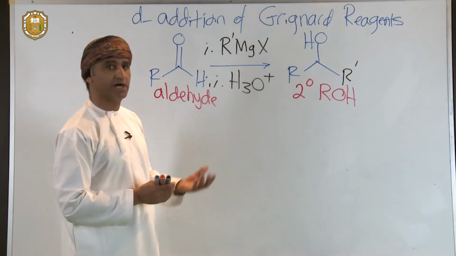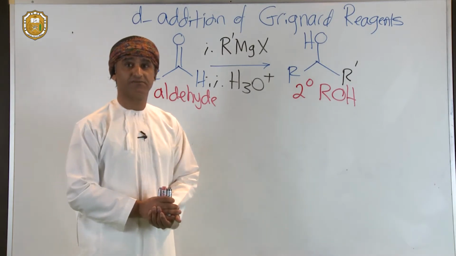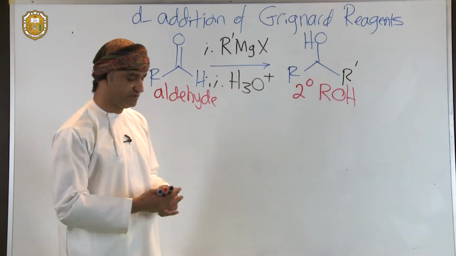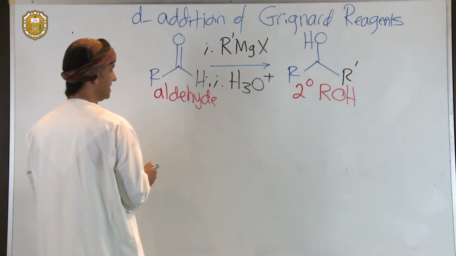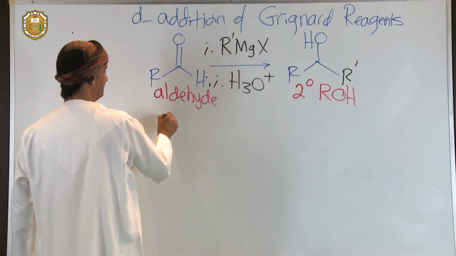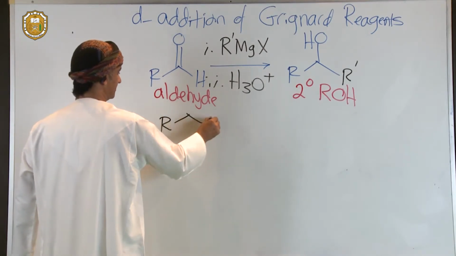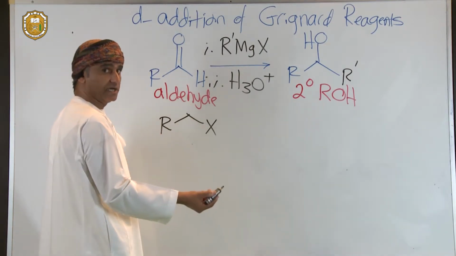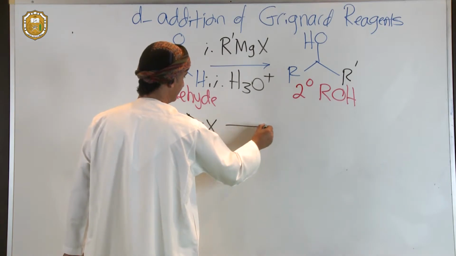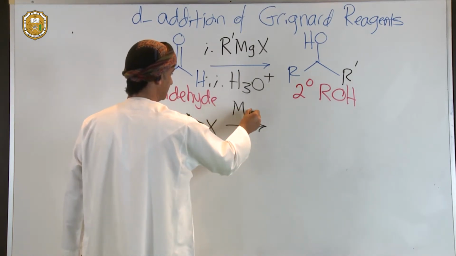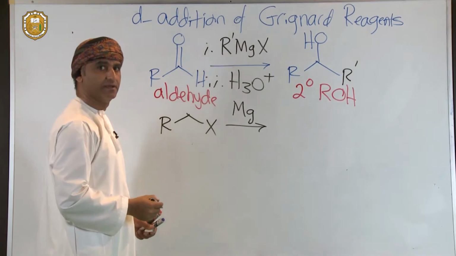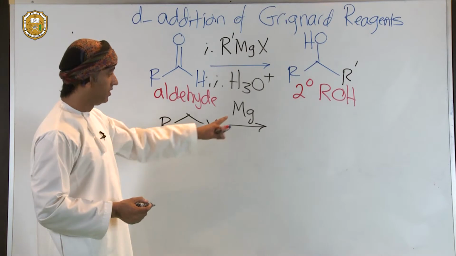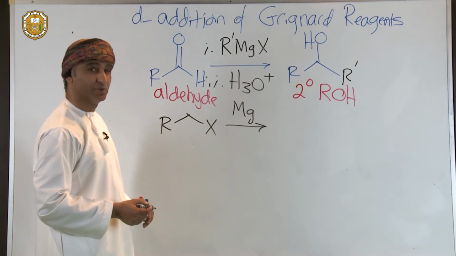But why do Grignards attack? Why do they behave as nucleophiles in this nucleophilic addition reaction? What do we know about Grignards, or how do we form them? Well, Grignards are formed if you take, in general, a primary alkyl halide or an aryl halide and react it with magnesium metal.